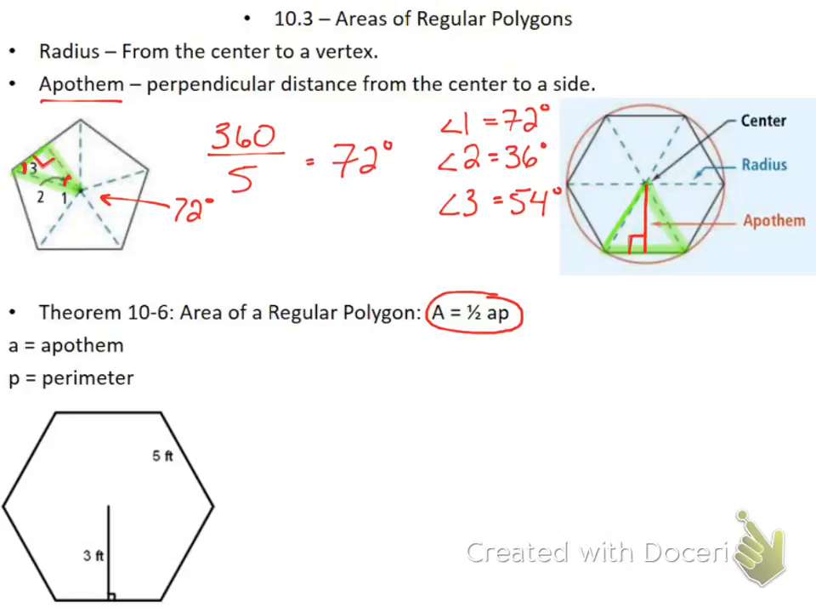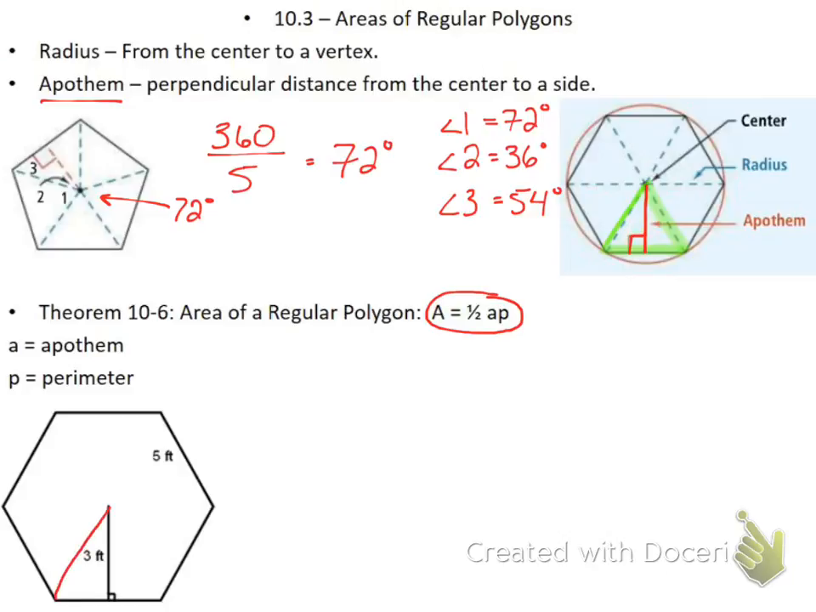So again, we're finding the angles using triangles, and knowing that my apothem is going to cut this big triangle in half. The sides will be cut in half. The central angles will be cut in half. So moving on to find this area.